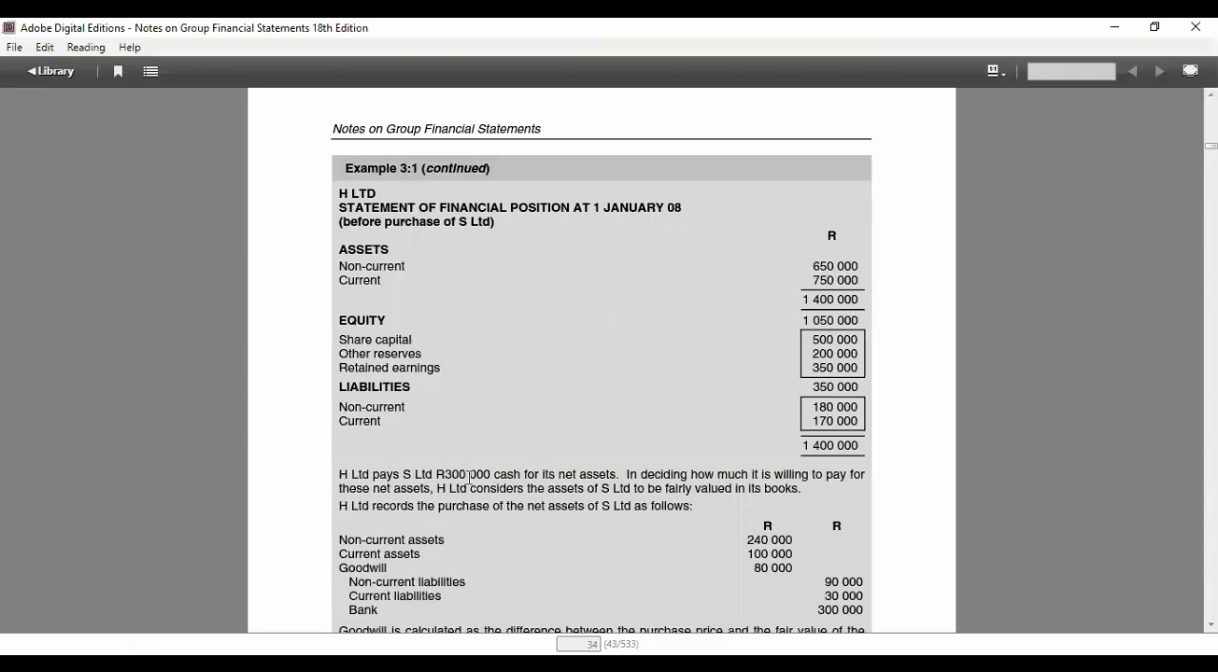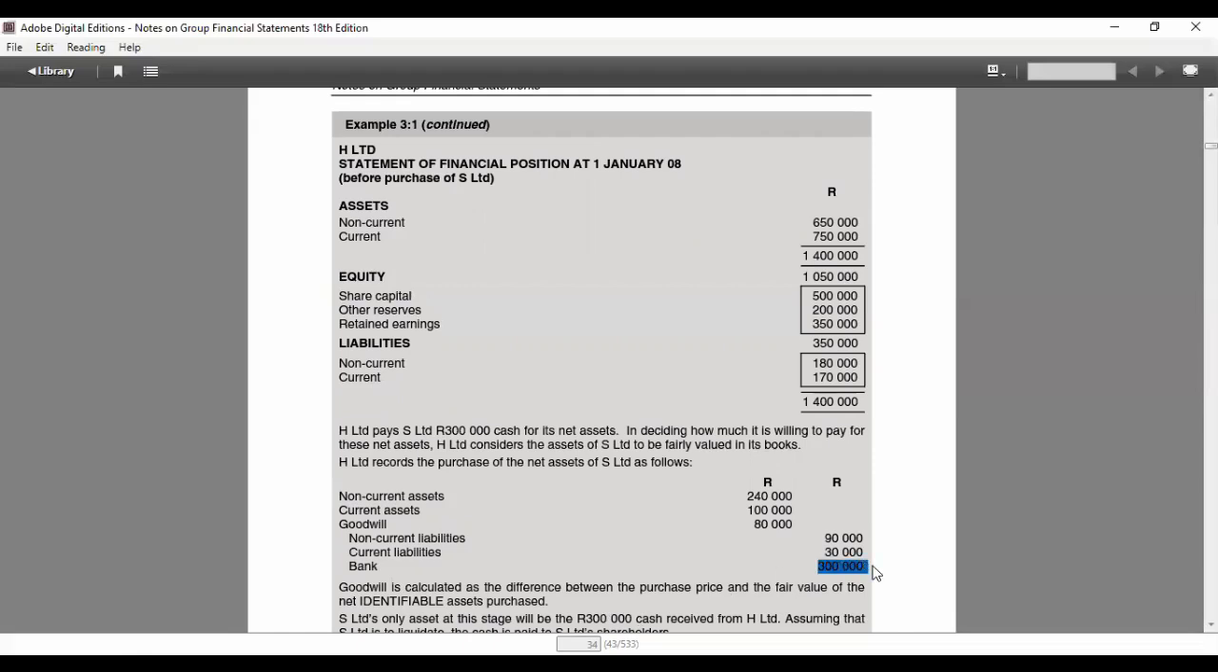Okay, but H is paying 300,000 for these net assets. So they are paying a premium, and when they're paying a premium, that would mean that they have paid for some goodwill. So our journal entry is that we would have paid the 300,000. So we would be crediting bank. We would be acquiring some assets: 240 non-current assets, and 100,000 current assets. Here we are taking over liabilities: non-current liabilities worth 90, current liabilities worth 30.